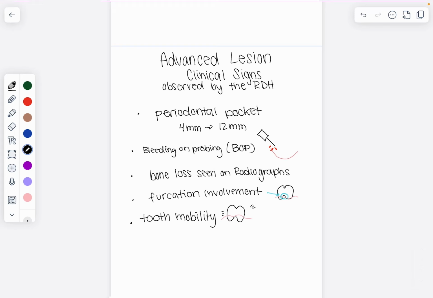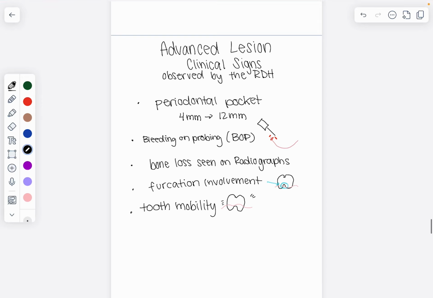The advanced lesion stage: clinical signs observed by the RDH. Periodontal pocketing can be seen in clinic with a 4 mm probing to a 12 mm probing. Bleeding on probing is seen more commonly. Bone loss is seen on radiographs or could even be seen clinically. Furcation involvement between the teeth and tooth mobility are also seen.